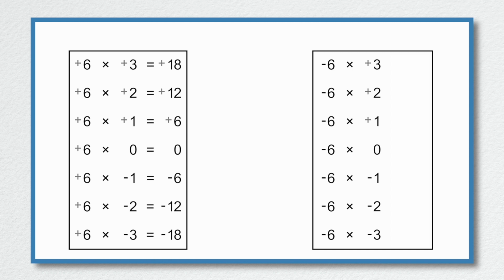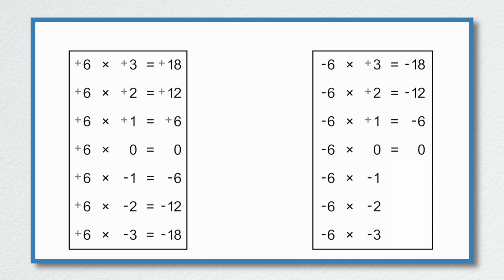So negative 6 multiplied by positive 3, so it's 3 lots of negative 6, is going to give us negative 18. Negative 6 multiplied by positive 2 is going to give us negative 12. Negative 6 multiplied by positive 1 is going to equal negative 6. Negative 6 multiplied by 0 is going to equal 0.